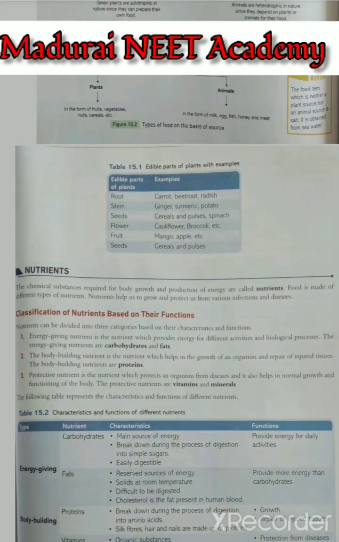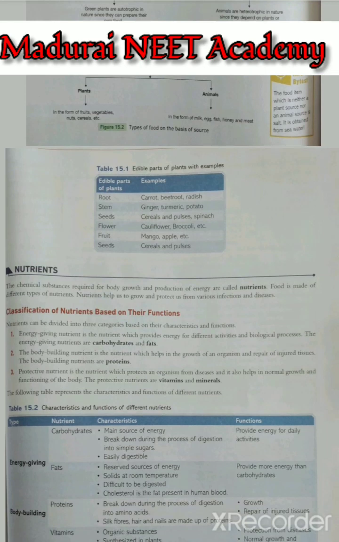Coming to nutrition, what is a nutrient? Nutrition is the process of acquiring food by a living organism. And a nutrient is a chemical substance required for body growth and production of energy. The nutrients include carbohydrate, fat, protein, vitamins and minerals. Based on their functions, we classify the various nutrients.